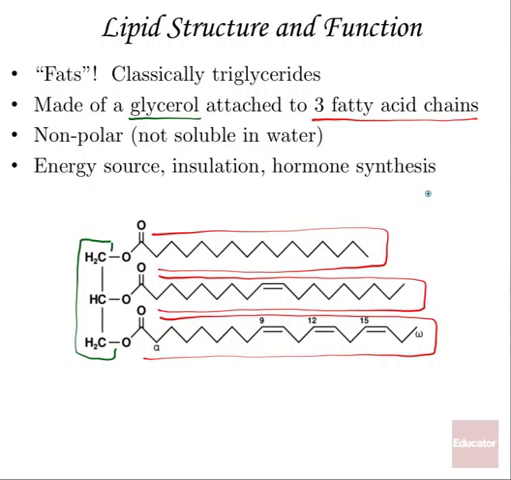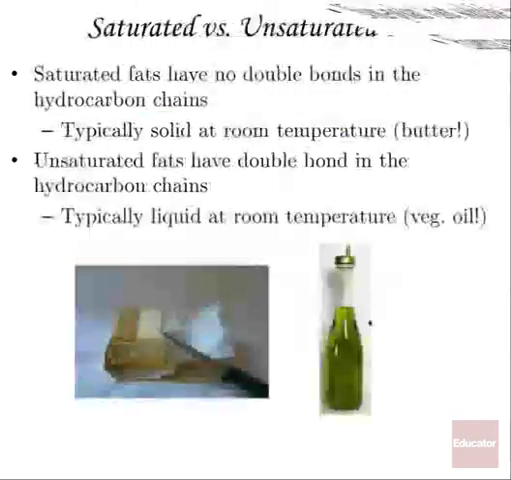Oh, and one more thing before I move on. Right here, you see an additional line. This is a double bond. The double bonds here make little kinks in the fatty acid chains. And that's going to come up in a little bit with the difference between saturated fats versus unsaturated fats.